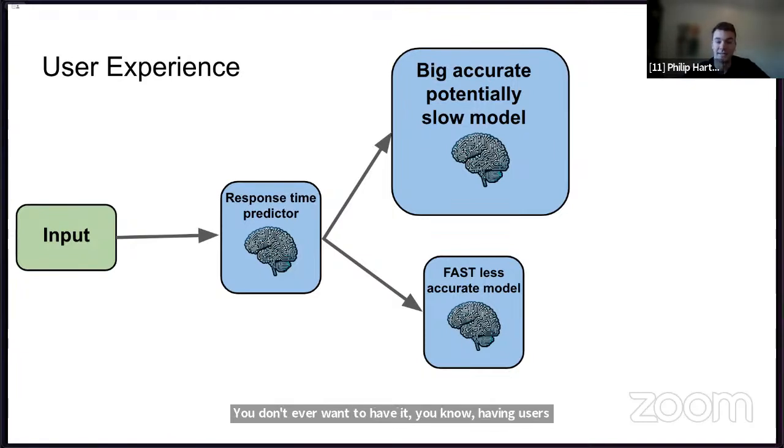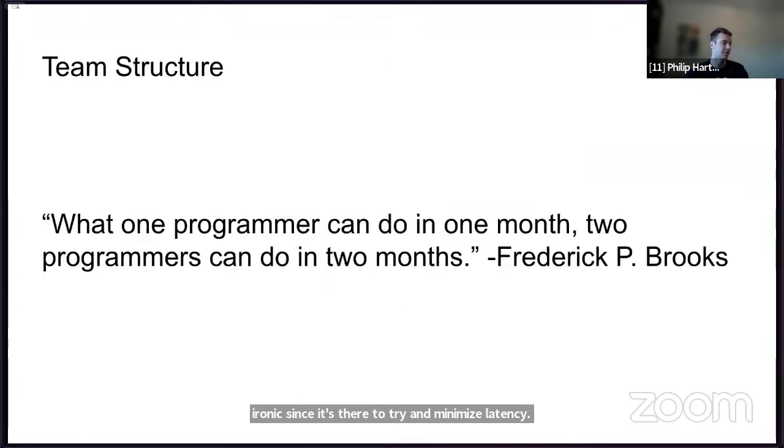And then the funny part of this is that in the book, she talks about how the response time predictor, added as a serial approach where the input first goes through that model and then the next models, can actually have a negative impact on latency because it's just adding a step to the process, which is kind of ironic since it's there to try and minimize latency. Yeah, we can go on to team structure.